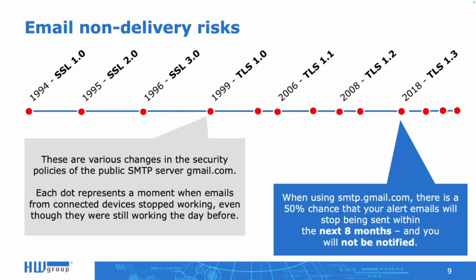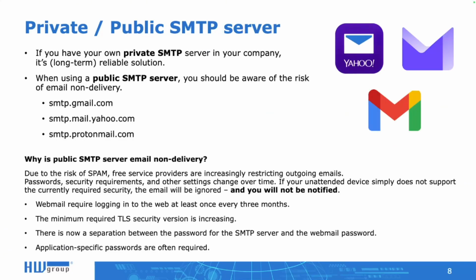Public SMTP servers are not intended for industrial use. They are designed for personal email clients like the mail app on your phone. If your company doesn't have a private SMTP server, we recommend using option 2, sending alerts via the portal. But for now, let's go through option 1.